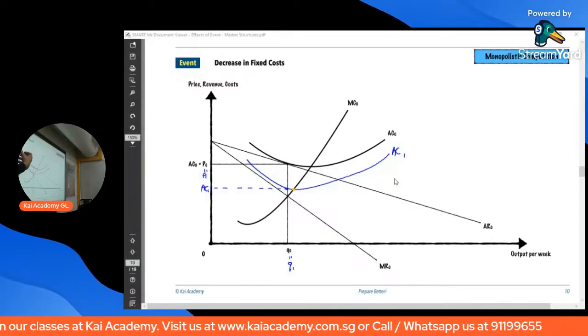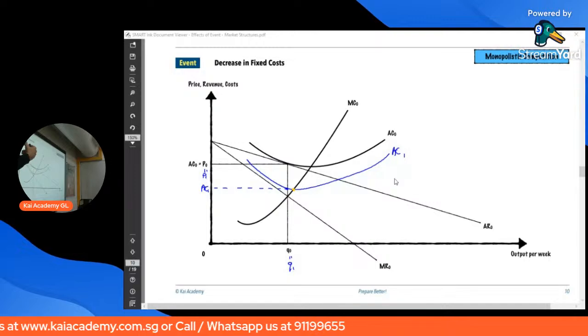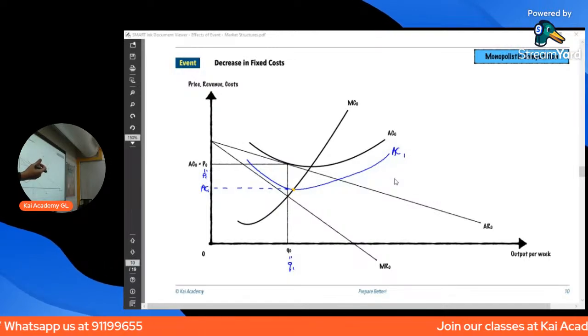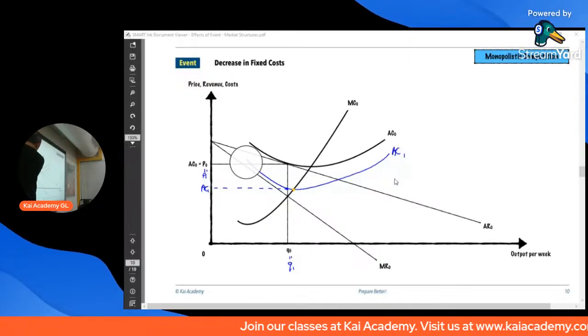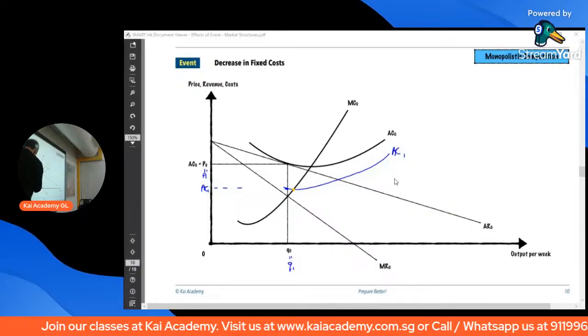Then will that attract new firms to enter in the short run? Yes, it will, right? But can they come in the short run? Cannot, because there are entry barriers. So what happens is that in the long run, new firms will enter.